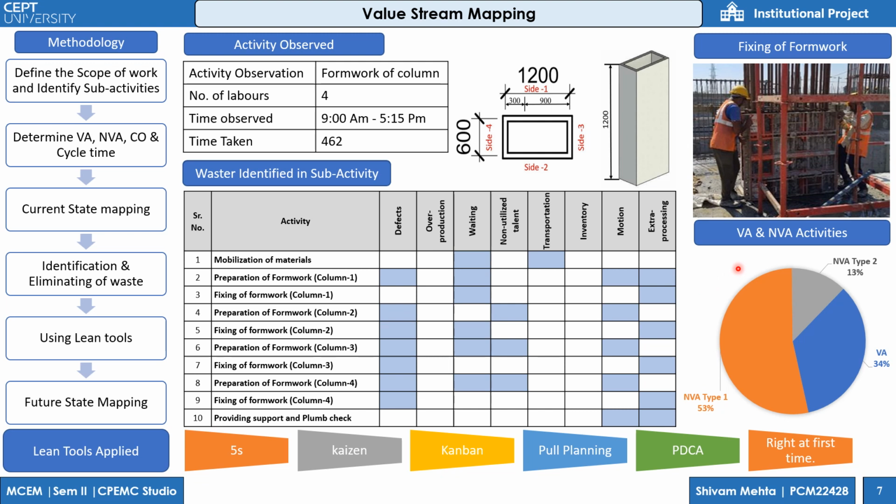Now we'll see the value added and non-value added times of all the activities, in which the maximum is 53% non-value adding activities type 1. Type 1 means non-value adding activity but necessary. Type 2 means non-value adding activity and not necessary, which is just 13%. Then value adding time is 34%. After that, we apply lean tools such as 5S, Kaizen, Kanban, Pull Plan, PDCA, and Right the First time.